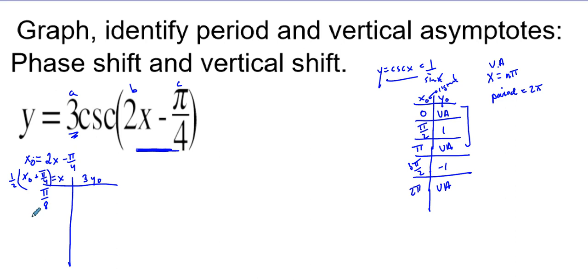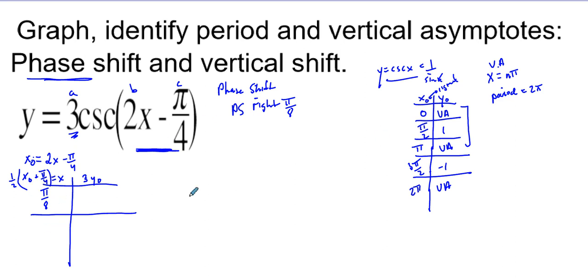Pi over 8. Now that's important because since we're starting at 0, we realize we actually have a phase shift. Always look at your 0. Where is 0? We have a phase shift in this function. Sometimes they call it PS. This is going to the right, pi over 8 units. You can identify that by taking this value right here, and if you factor it out, you'll get that phase shift value. And when you solve for it, you get pi over 8.